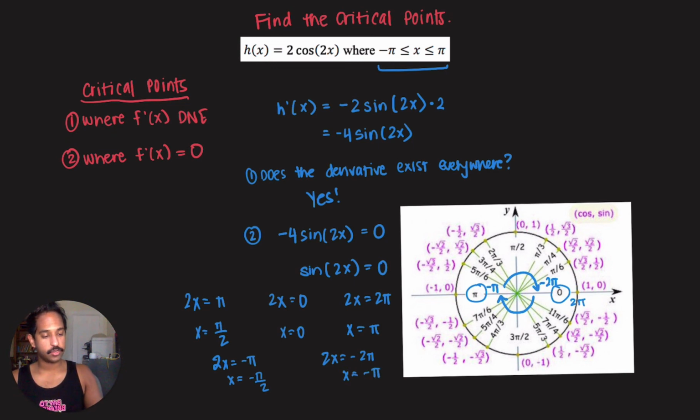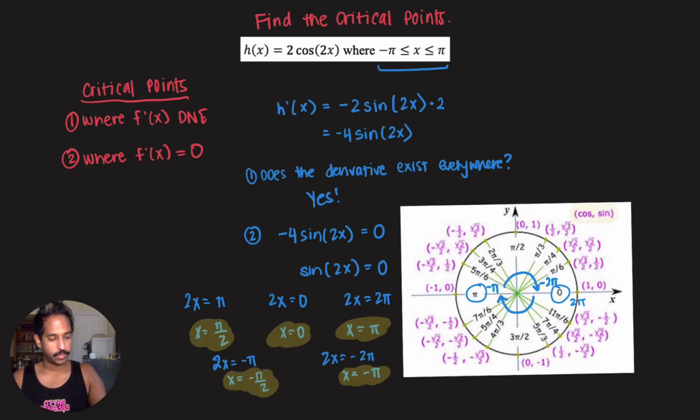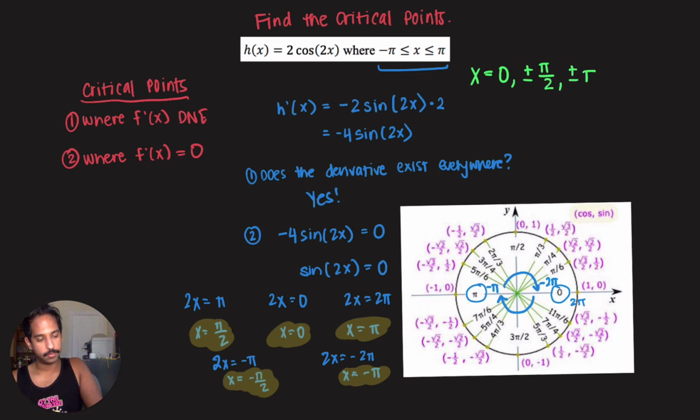And so we see here that there are 5 critical points: x equals pi over 2, x equals 0, x equals pi, x equals negative pi, and x equals negative pi over 2. We could rewrite it, and I'm going to write this in green just so we can be clear as to where I'm writing this: x equals 0, plus or minus pi half, or plus or minus pi. Those are all of the critical points possible.